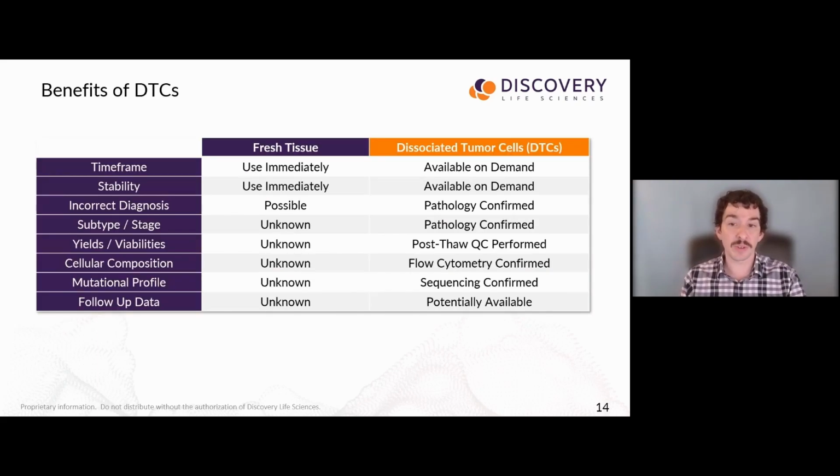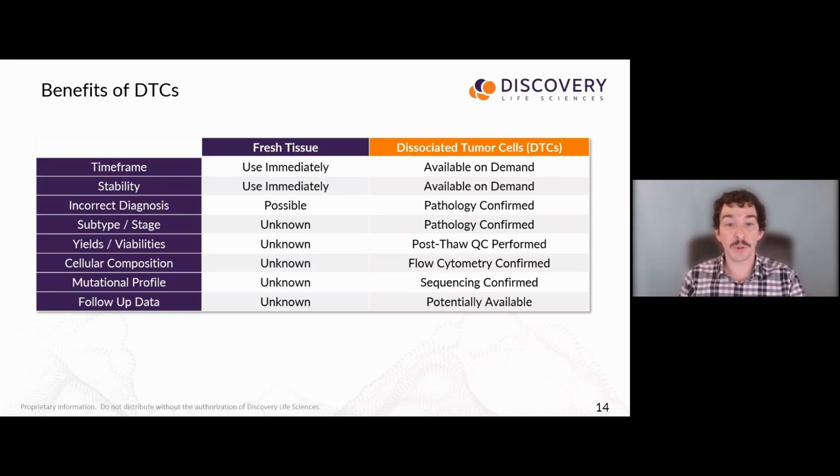So we've looked at fresh tissue, we've talked about DTCs. Let's do a quick comparison here. So DTCs offer a clear advantage over fresh tissue for all of these reasons. They're cryopreserved and available on demand, which lets you bypass the use it or lose it timeline when dealing with fresh tissue. You can now work on multiple patients in parallel at the same time in an assay, as opposed to having to run them one at a time, not on your schedule, but at the schedule of the actual fresh tissue acquisition and delivery.